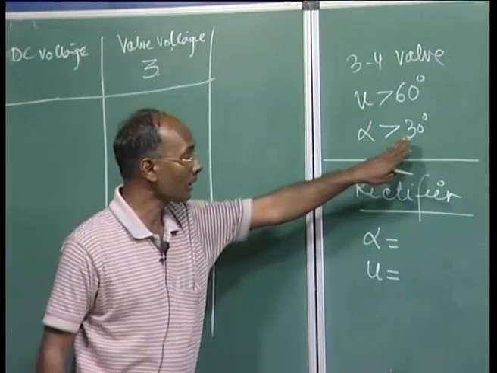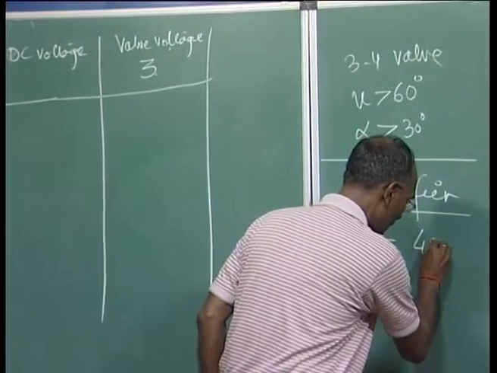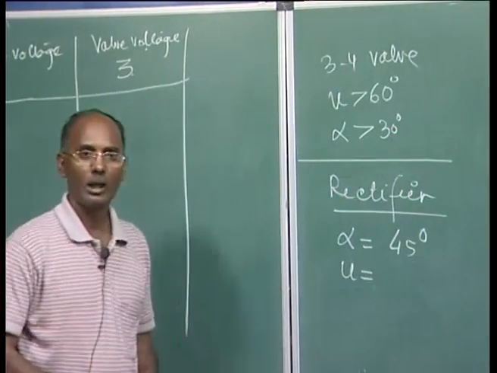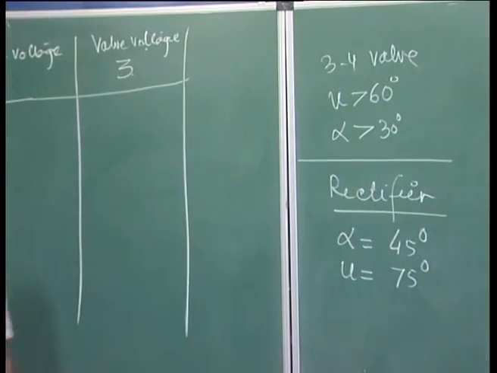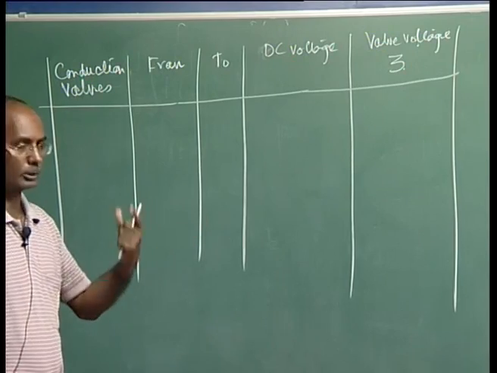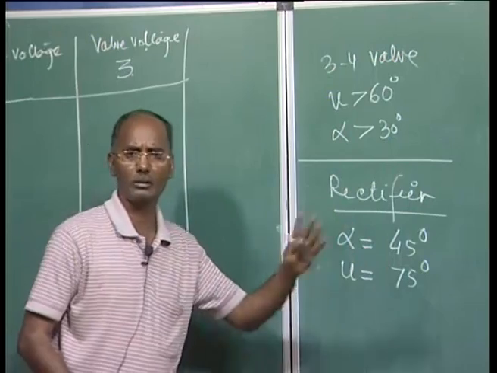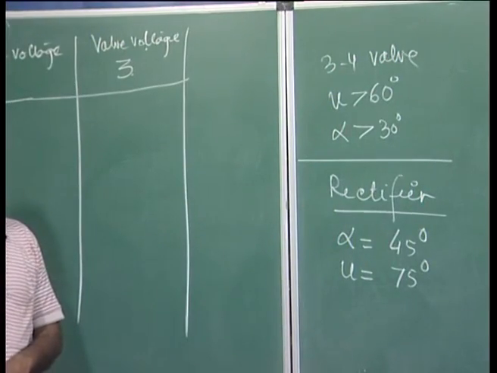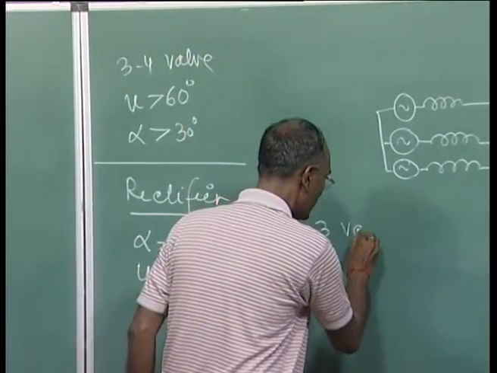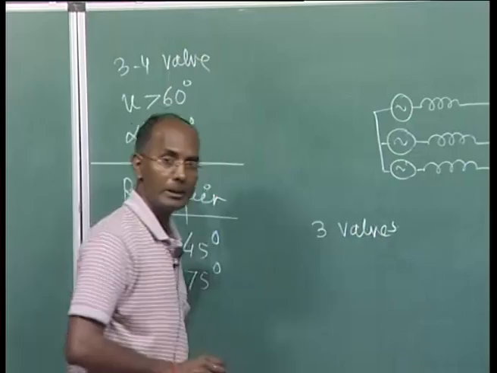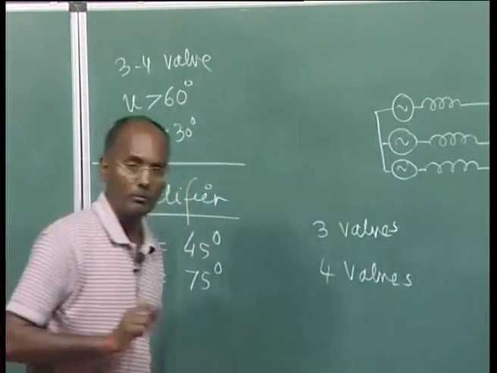So, alpha should be more than 30 degree here. Let us take alpha as 45 degree and U as 75 degree. I am taking alpha as 45 degree, or it is better we can go for 60 degree also, but let us take this value and then we have to derive. Now, in this we are going to have some condition where 3 valves are conducting, and sometimes we will have 4 valves conducting.